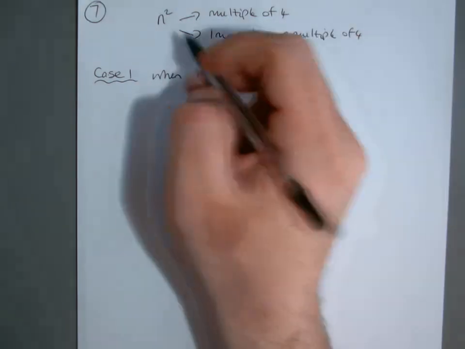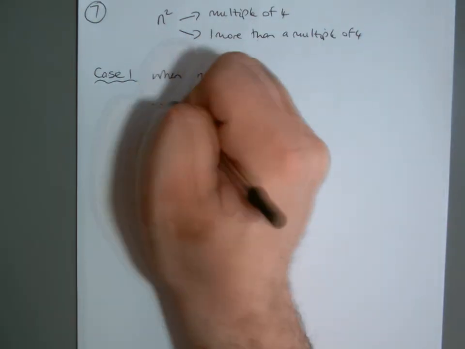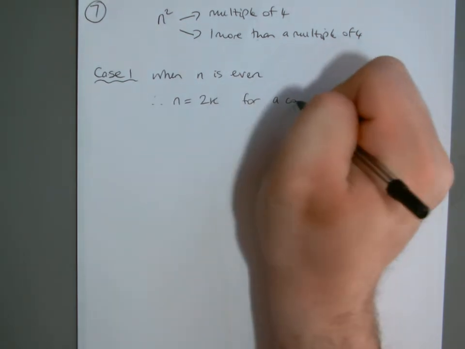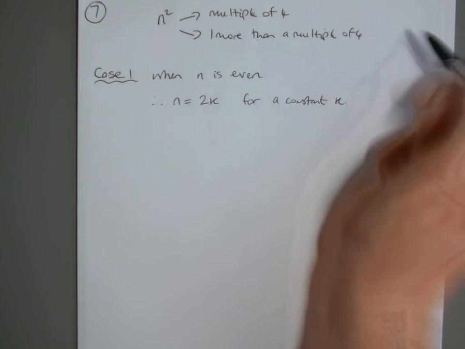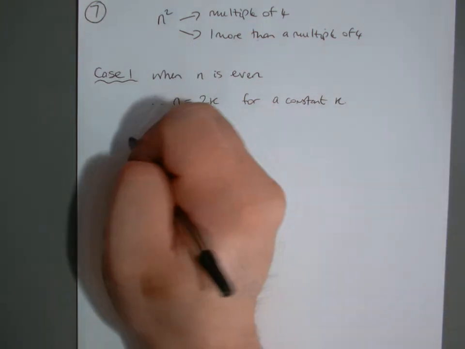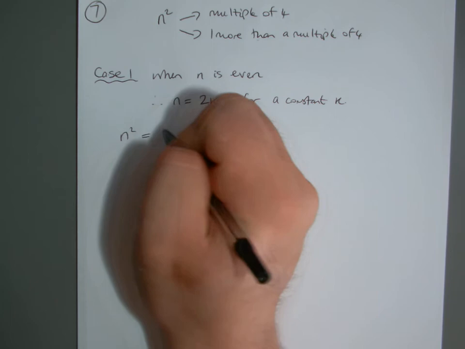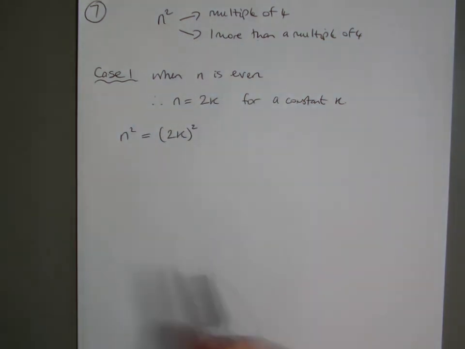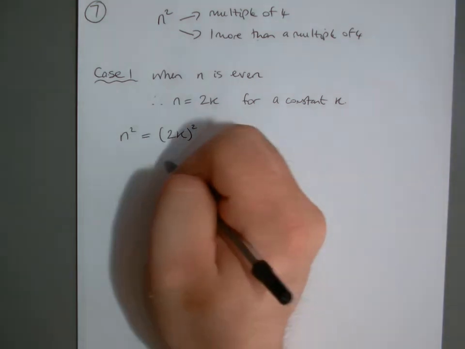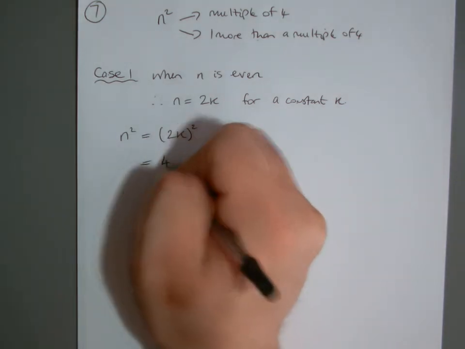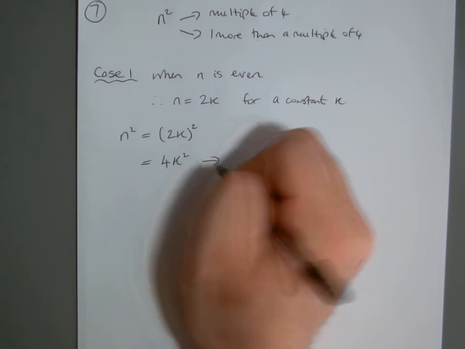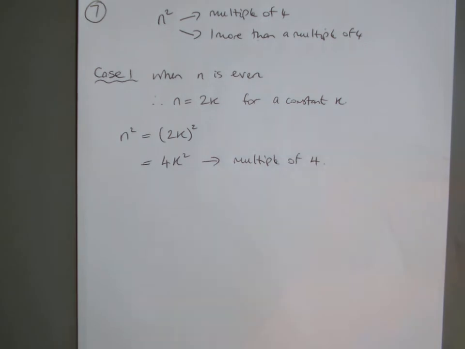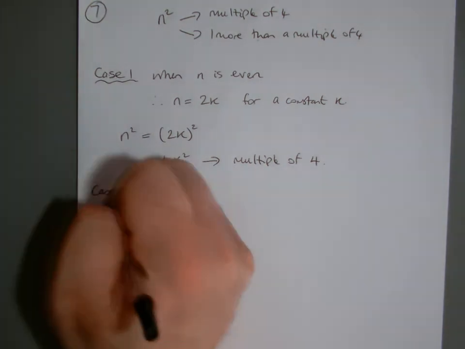So when n is even, therefore n will equal, say, 2k, for any constant k. When I square it, n squared becomes, well, if n is 2k, I'm going to square that, so I get 2k all squared. So 2k all squared is 2k times 2k, which is 4k squared. And that is indeed a multiple of 4.